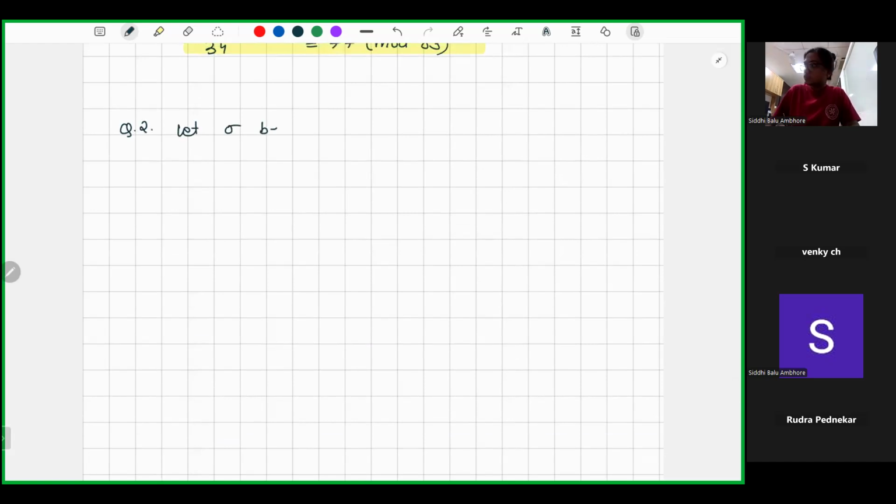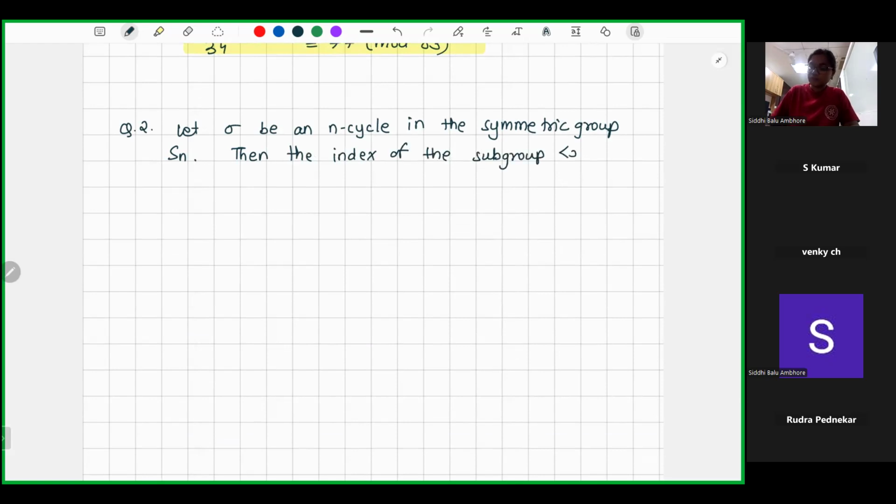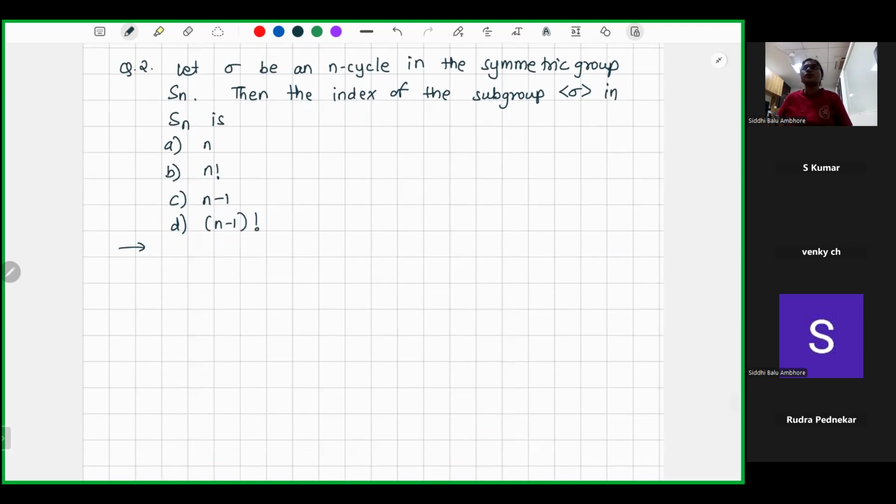So let sigma be an n cycle in the symmetric group Sn, and then the index of the subgroup, I mean, the cyclic subgroup generated by this sigma in Sn is: A. n, B. n minus 1 factorial. Okay, so they are asking us what is the index of the subgroup.